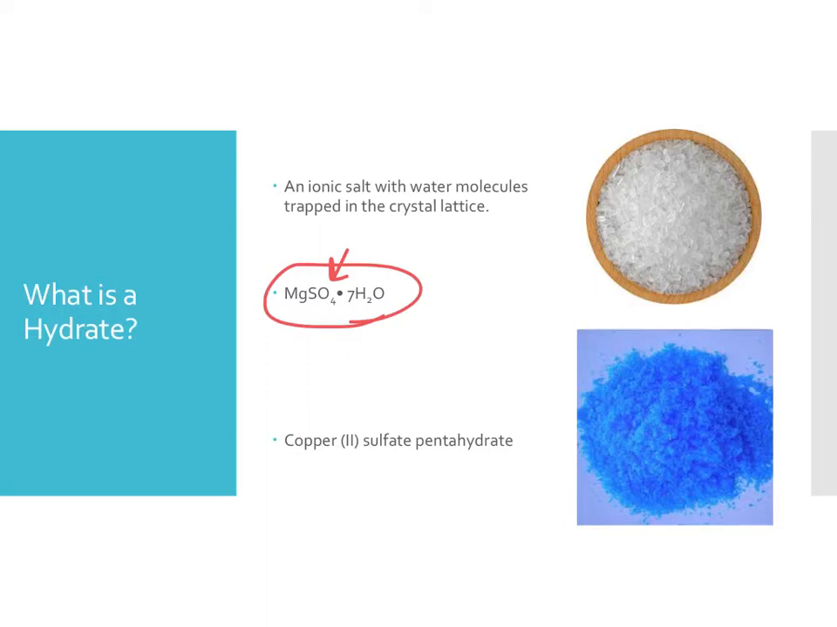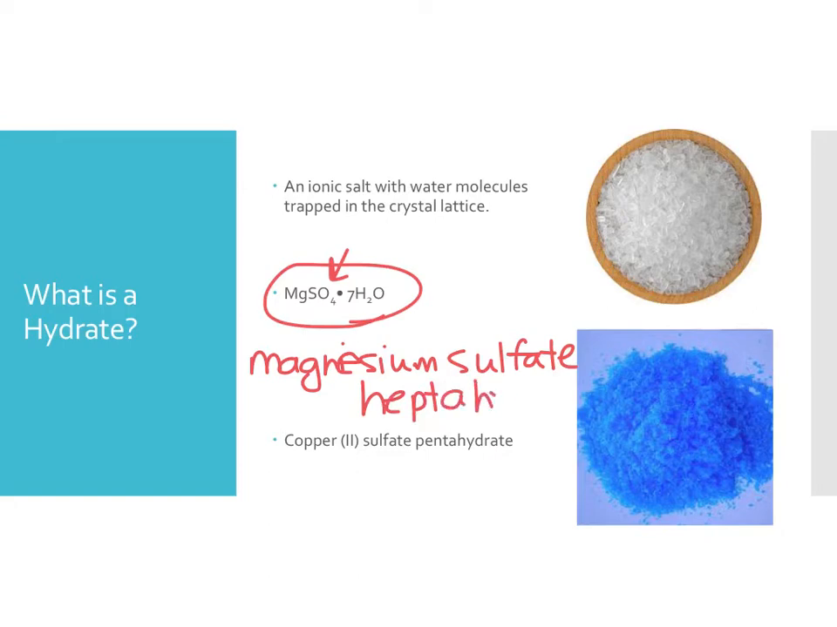If I was going to name this hydrate, we would name the ionic salt just like we normally would. So this would be magnesium sulfate. And since it has 7 waters, we call it a heptahydrate.